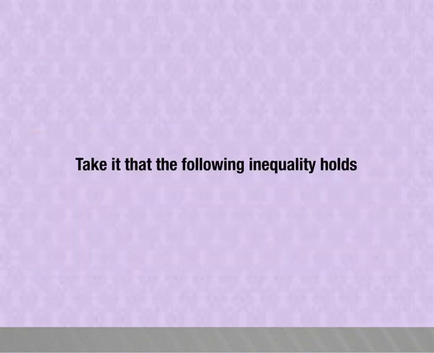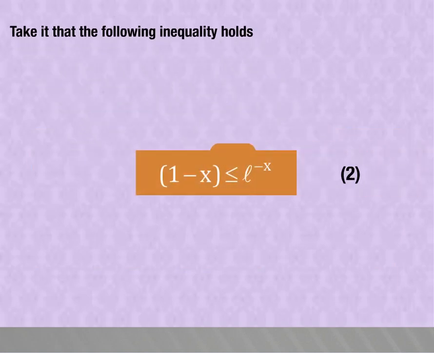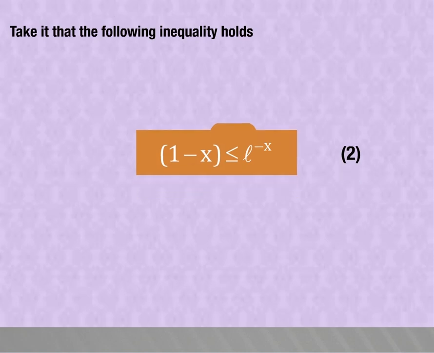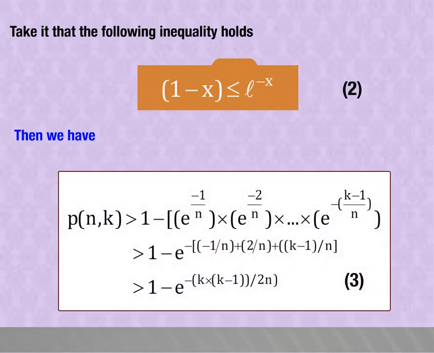Take it that the following inequality holds: 1 - x is less than or equal to e^(-x). Then we have P(n, k) is greater than 1 - [e^(-1/n) × e^(-2/n) and so on up to e^(-(k-1)/n)], which is greater than 1 - e^(-(1/n + 2/n + and so on up to (k-1)/n)), which is greater than 1 - e^(-k(k-1)/2n).